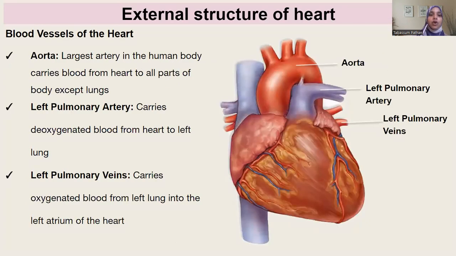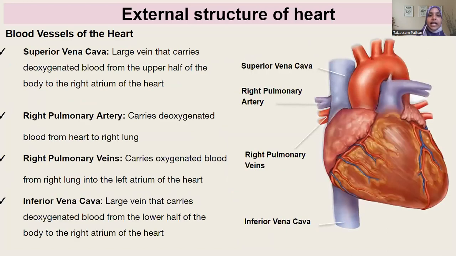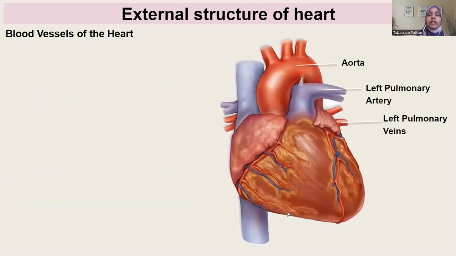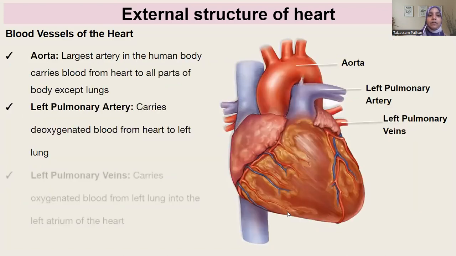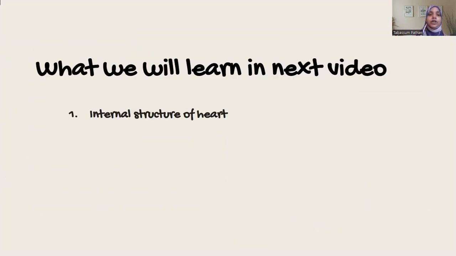Fine. So this was all for this video. We'll just go through it again. So superior vena cava, right pulmonary artery, pulmonary veins, inferior vena cava, then the aorta, left pulmonary artery and left pulmonary veins. Okay. Now in the next video, we will be talking about the internal structure of the heart in detail.